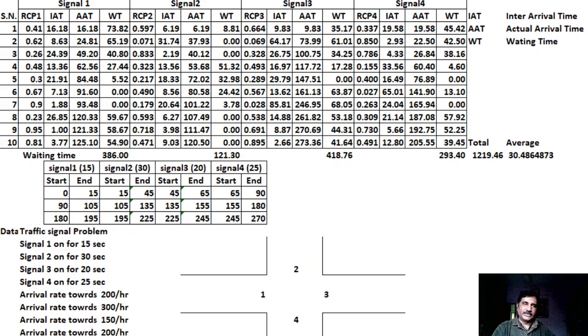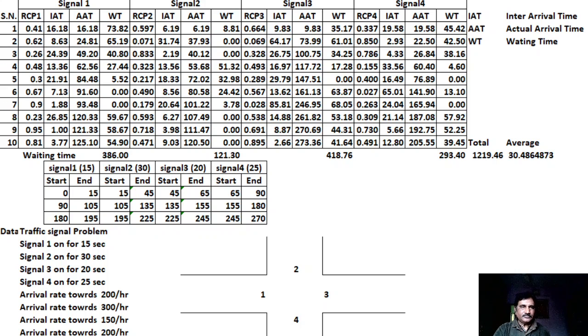Okay, the signal has four sides. Signal one is on for 15 seconds, second is on for 30 seconds, third is on for 20 seconds, and fourth is on for 25 seconds. The arrival rate towards signal 1 is 200, that is from this side. Towards signal 2, from this side, it is 300. Towards signal 3, the arrival rate is 150, and towards signal 4 it is 200.